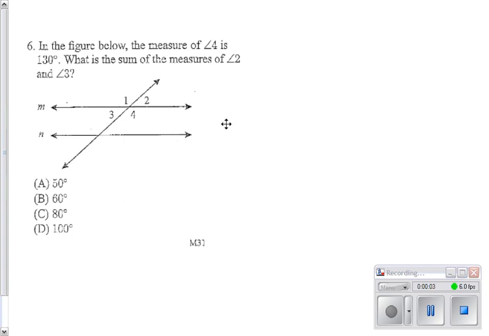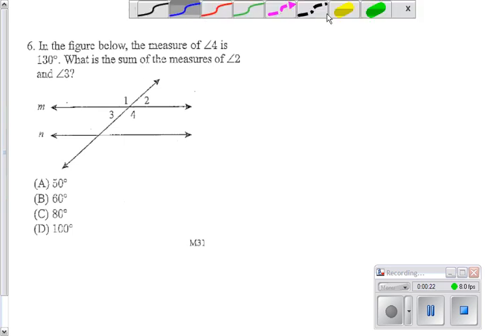And question number 6, got another geometry question here. We've got two parallel lines cut by a transversal. We'll call that line going diagonally through the two parallel lines. We're dealing with some angle relationships here. In the figure below, the measure of angle 4 is 130 degrees.